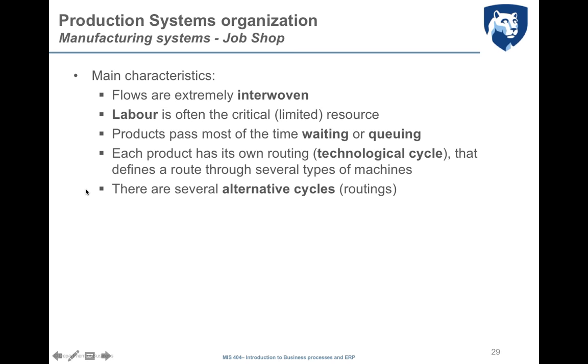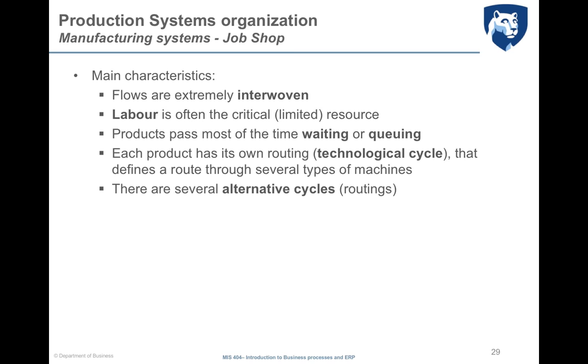In this system, of course, as you can see from the previous representation, flows are extremely interwoven because different products may pass through the same job. Labor is often the critical limited resource because an operator needs to supervise many machineries present in each job. So the human workforce is the very critical resource to make the system function properly.